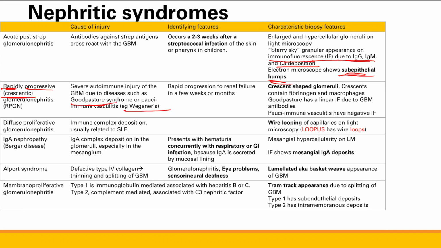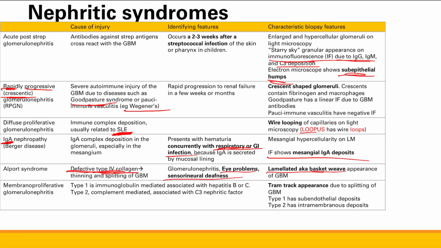Diffuse proliferative glomerulonephritis is associated with SLE, and that's going to tell you its biopsy features. Remember, lupus has the wire loops. Okay, so that's easy to remember. IgA, easy to remember because you have IgA problems related to the respiratory or GI infection, and then immunofluorescence is going to be easy. Alport syndrome, again, easy. Defective type 4 collagen, that's the only thing you have to remember. It's going to cause weakness of your basement membrane, and thus you're going to have problems in the basement membrane, problems in the eye and the ears.